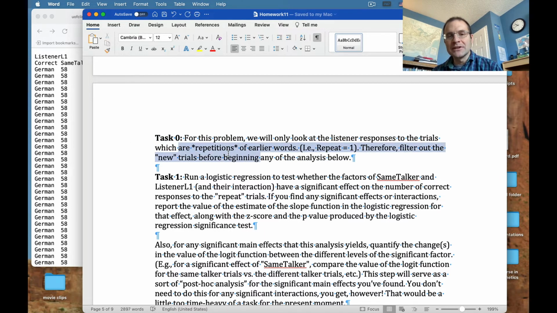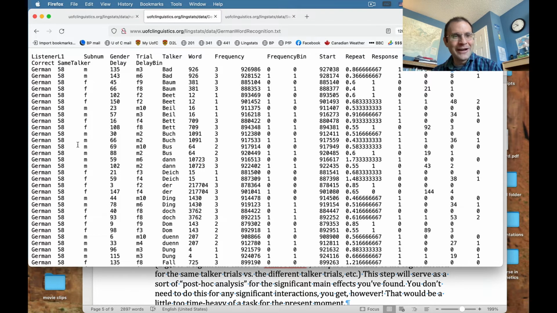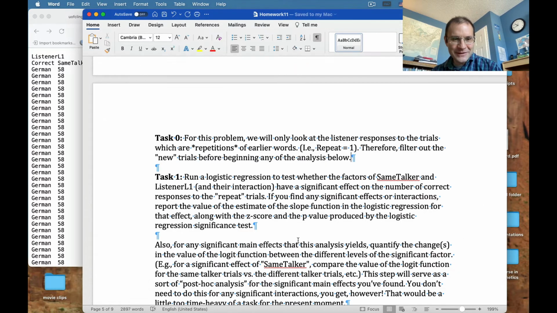which are repetitions of earlier words, i.e. the value of the repeat variable is going to be 1. Therefore, filter out the new trials before beginning any of the analysis below. This is a simple task, but again, like I said, this is something you should know by now for this class. So just go ahead and get rid of these words which are new in the database.